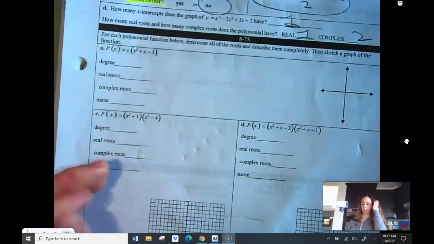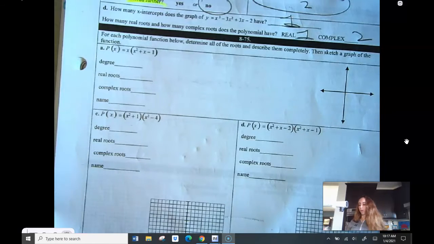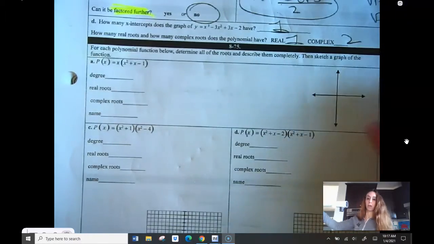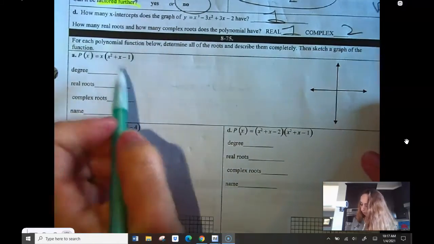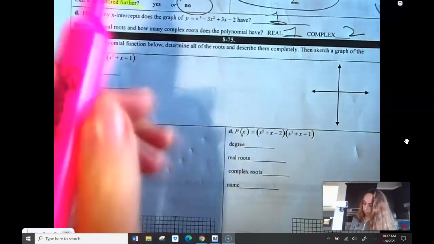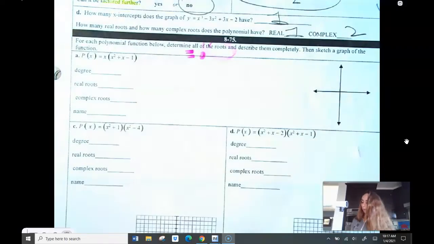This should almost be not a waste of your time, but if this section doesn't feel like, Ms. Rifkin, why are we doing this again? Then you need to go back, because this just needs to be tying it all together and making sure you're solid. Okay, for each following polynomial function below, determine all the roots. So if they want the roots, that's what they're saying, setting it equal to 0.